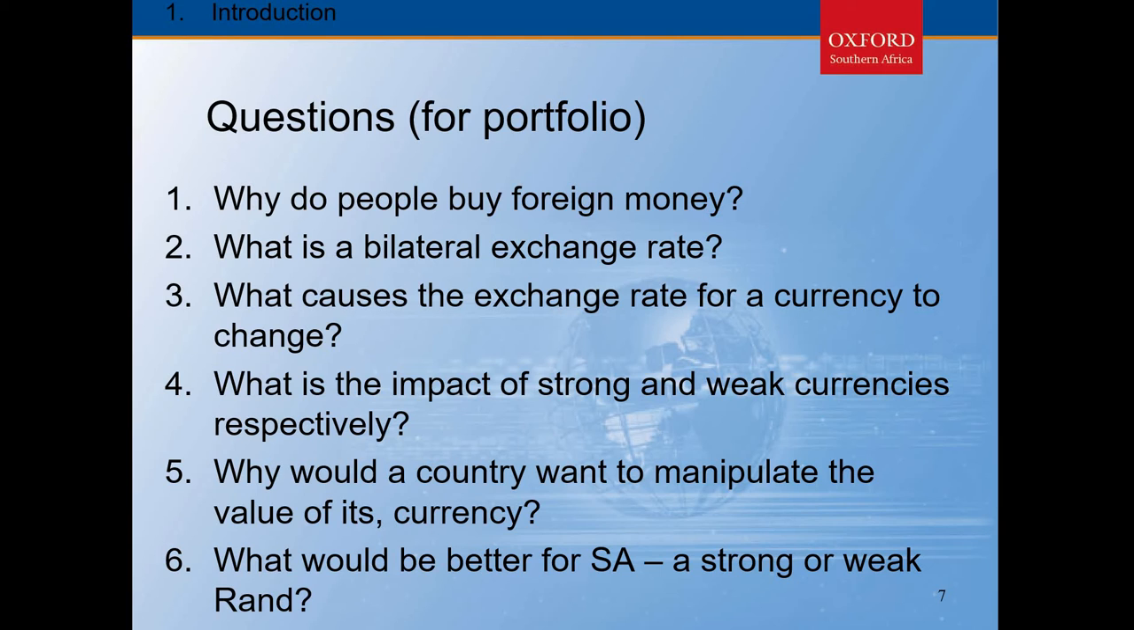If we have a weak rand, it makes our own goods more attractive, but because we rely on imports such as oil, it means that our production costs go up because we import a lot of our resources with which we produce goods and services. So it's not necessarily so good that the rand is weak. So probably the answer to that question is that we want the rand to be somewhere in between. Some economists have argued that the rand should be around 10 rand to the dollar, and that would be a comfortable place for the rand to be.